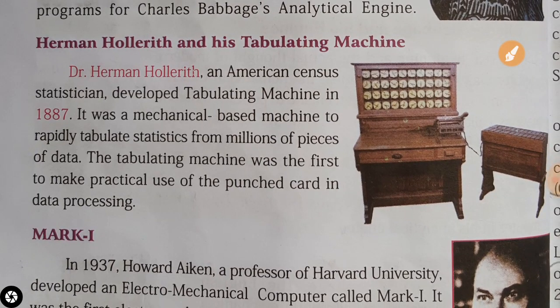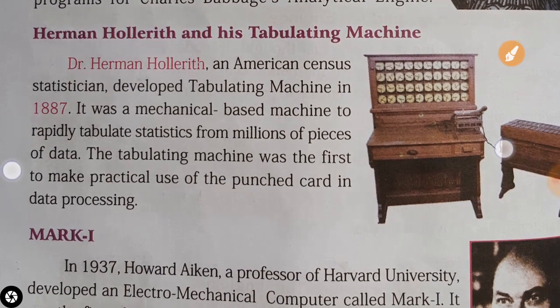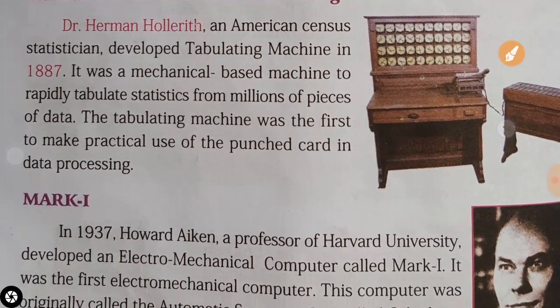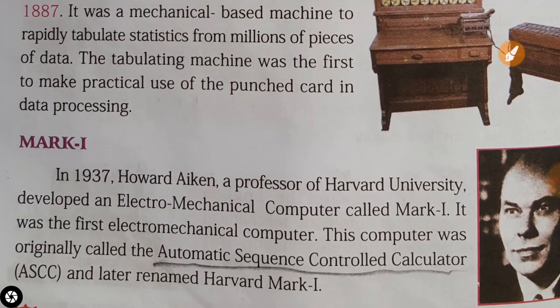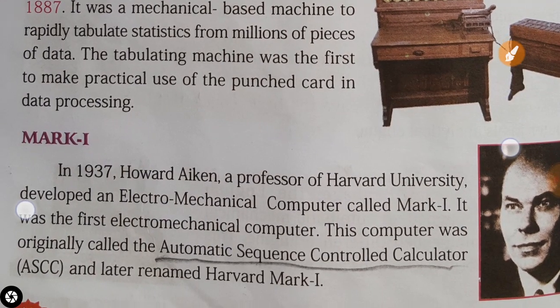Now we have Herman Hollerith and his tabulating machine. Dr. Herman Hollerith, an American census statistician, developed tabulating machine in 1887. It was a mechanical-based machine to rapidly tabulate statistics from millions of pieces of data. The tabulating machine was the first to make practical use of the punch card in data processing.